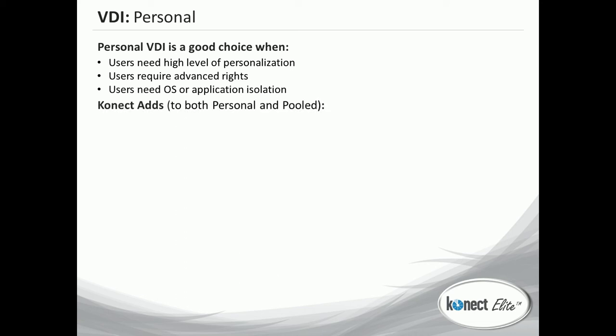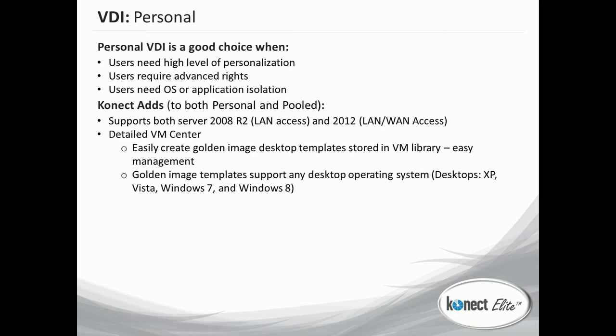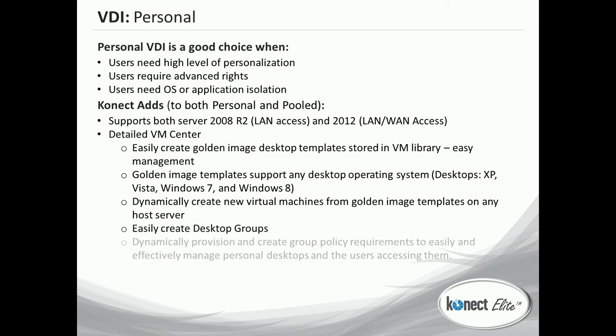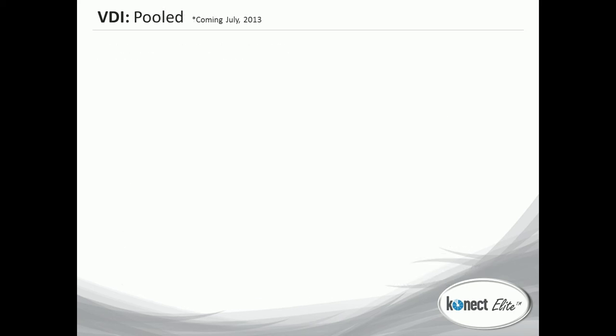So what does Konect Elite bring to the table? Konect supports Server 2008 R2, SP1, and 2012. Konect has a detailed VM Center, which allows you to easily create golden image desktop templates and store them in the VM library. Golden image templates support any desktop OS. Administrators can dynamically create new VMs from a golden image template on any host server. Admins can easily create desktop groups and can also dynamically provision and create group policy requirements to easily and effectively manage personal desktops and the users accessing them. Konect has advanced security settings using Active Directory and group policy, and Konect loopback policy is used to target advanced user and computer settings.